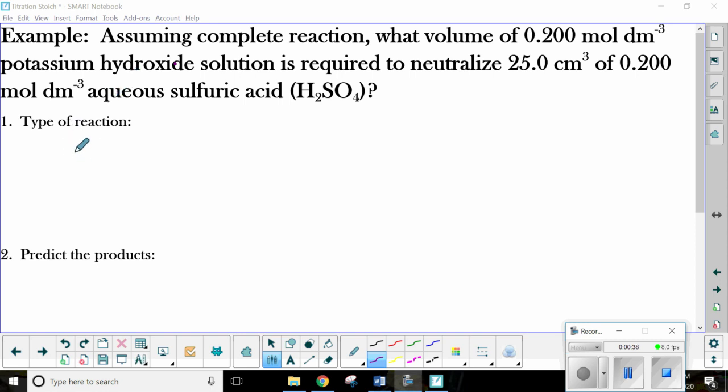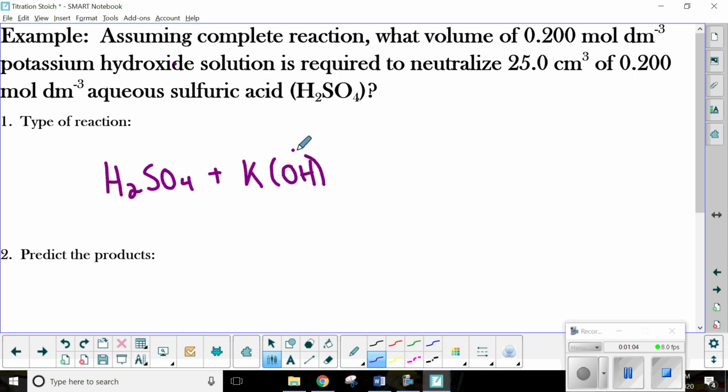So here we go. We're going to start by writing, excuse my penmanship, my two reactants. So here's my H2SO4, and it's going to react with some potassium hydroxide. And hydroxide is on your polyatomic table. It has a -1 charge. Potassium has a +1 charge, so those charges balance each other out.